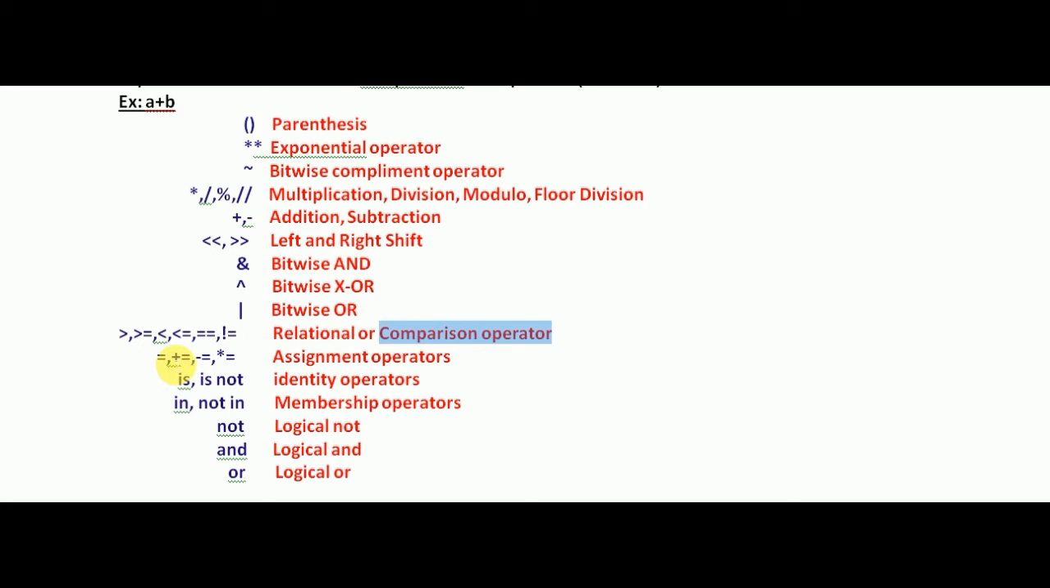Next is equal, plus equal, minus equal, star equal. All these are the assignment operators. Next are is, is not. These are the identity operators. In, not in, these are the membership operators. Then logical not, logical and, and logical or.